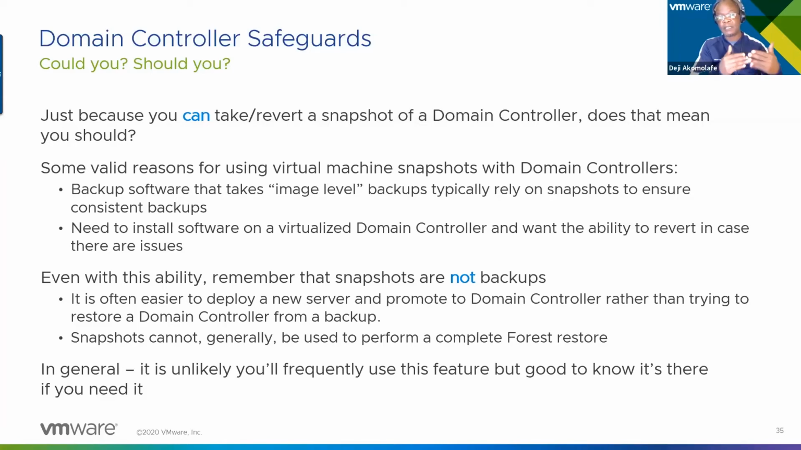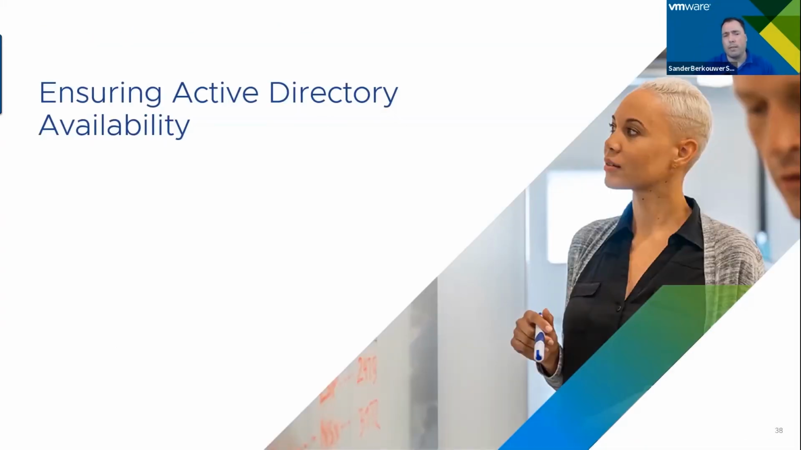It's even easier for you to deploy a plain VM, promote it to a domain controller and transfer or seize the role, whatever it is that you want to do, other than snapshot. In general, it's very unlikely that you will frequently use the feature, but it's there if you need it. We don't do anything with snapshots, but what if you want to live dangerously? And what if you wanted to do more with that VM generation ID?